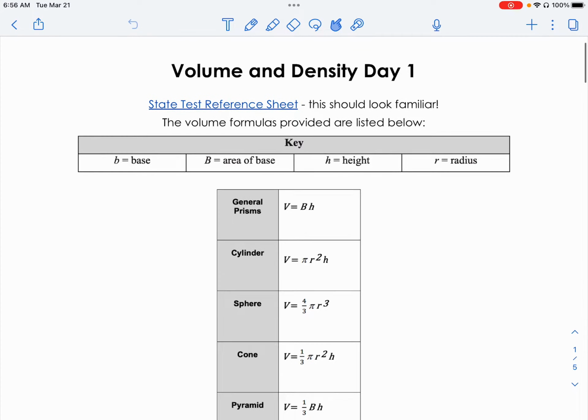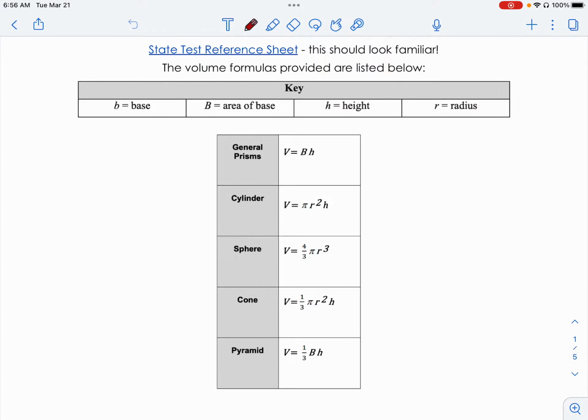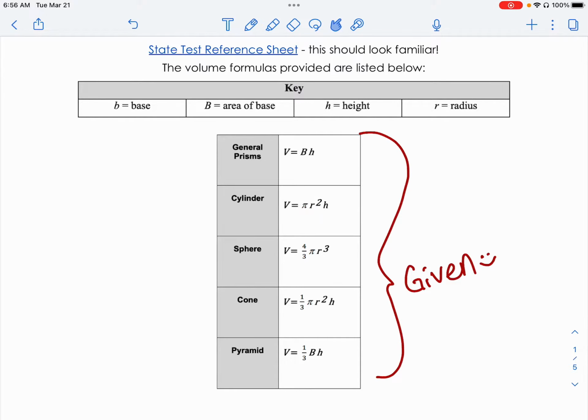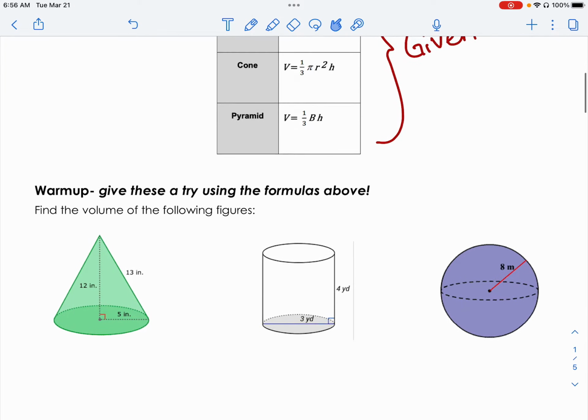Once again, as the common theme has been, very formula heavy, and you're given your state test reference sheet. So today with volumes and densities, we are going to be introduced to 5 formulas. And once again, these will be given to you on the test. So you just have to be able to identify, is it a prism, is it a cylinder, sphere, cone, or pyramid? So let's get right into it, starting off with these problems.